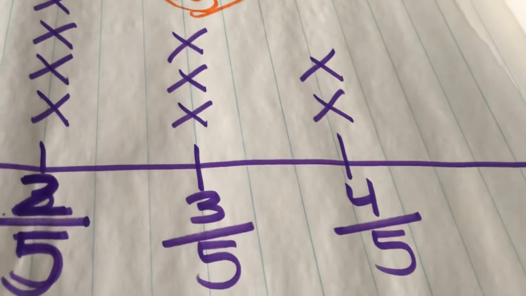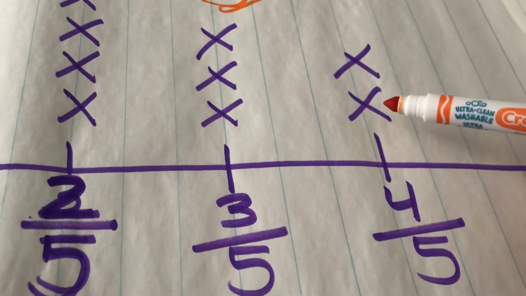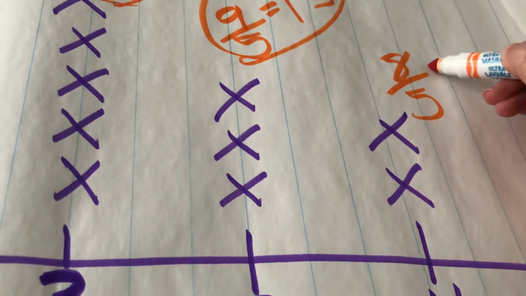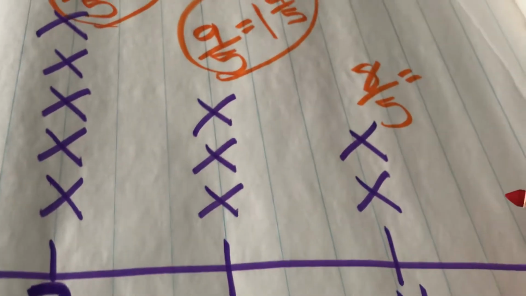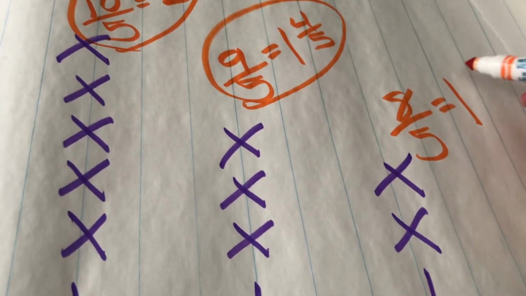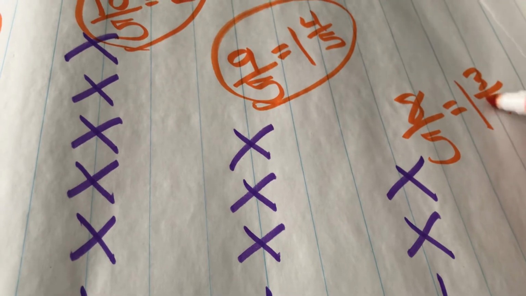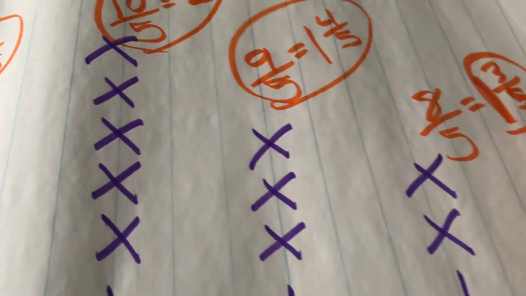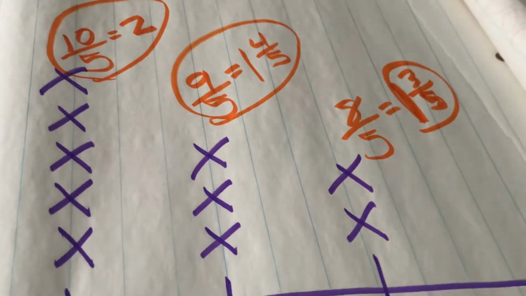Now I'm going to do my combined weight for 4/5. 4/5 plus 4/5 is 8/5. You can simplify, or you can leave the fraction the same. 8/5 simplifies to 1 and 3/5. I'm sorry, that equals 1 and 3/5.